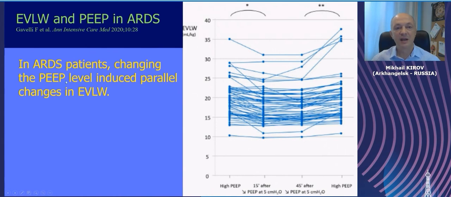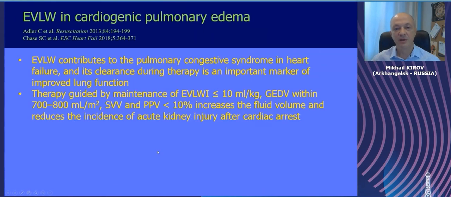Also, in a recent study by Jean-Louis Teboul and Xavier Monnet's group, it has been shown that in ARDS patients, reducing PEEP leads to a decrease of lung water, and the opposite, increased PEEP again leads to increased lung water. Thus, it can follow the changes in PEEP in ARDS.